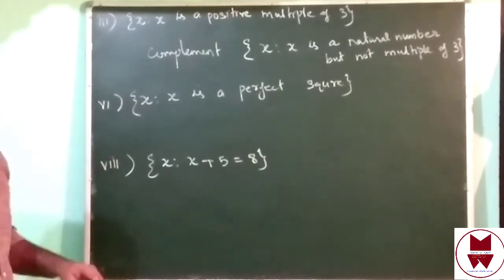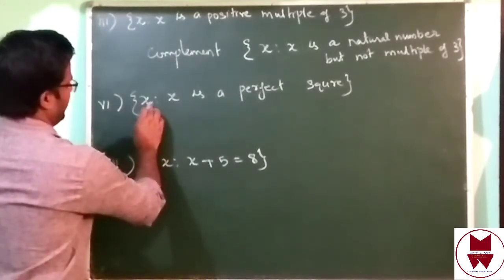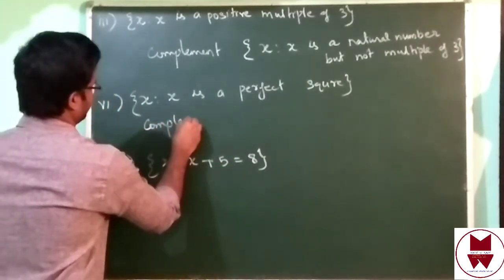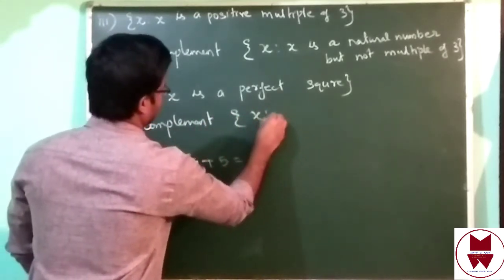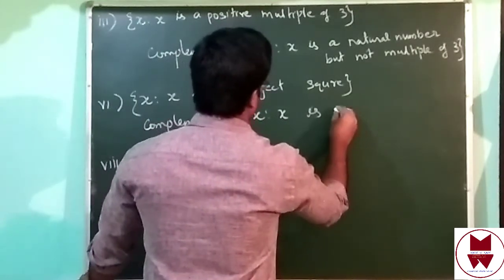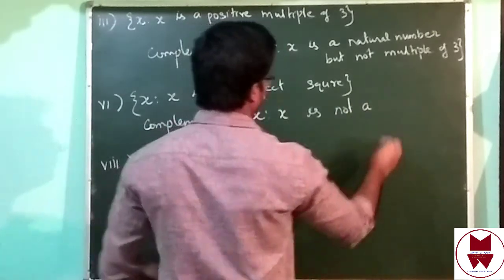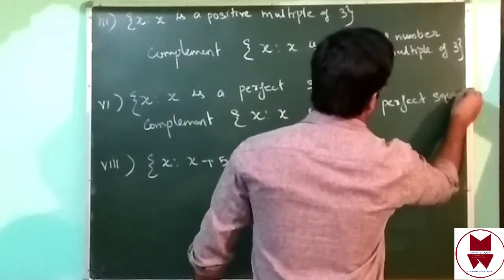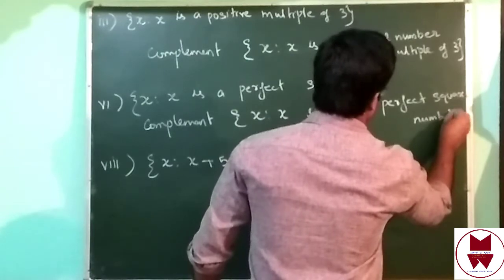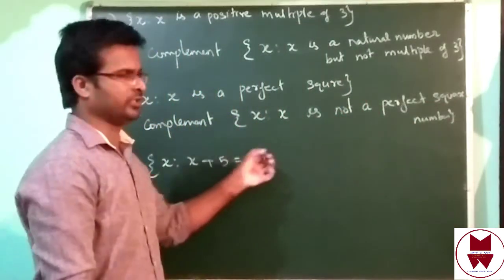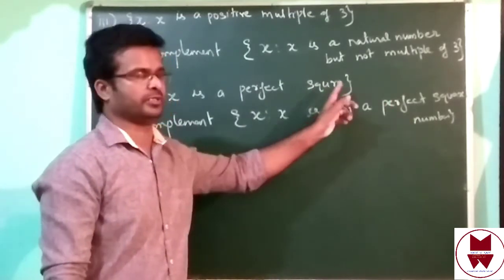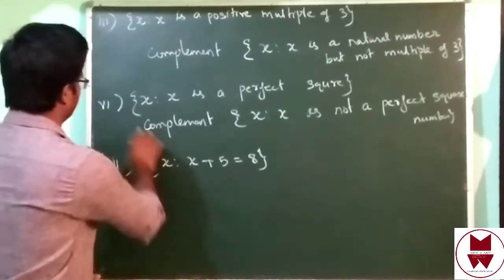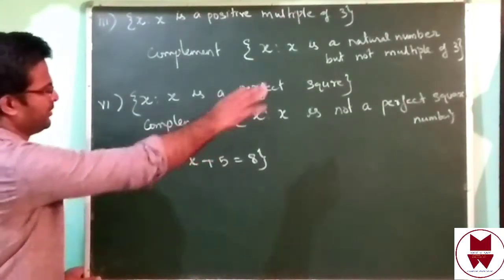I am going to do Roman number 6. x such that x is a perfect square. Then the complement you will get is x such that x is not a perfect square number. We will consider all natural numbers except perfect square numbers. We will not consider the perfect square numbers, only the remaining numbers. Then 7 is also a similar question, perfect cube only. We can do the same method.